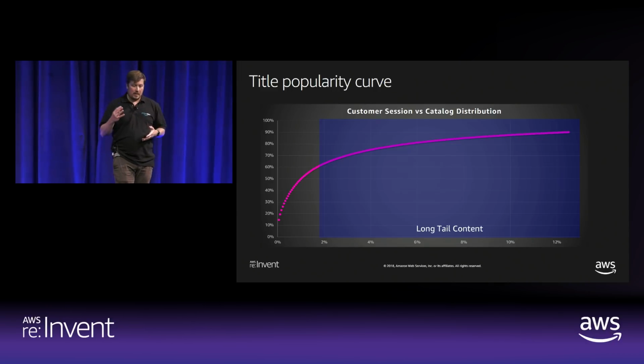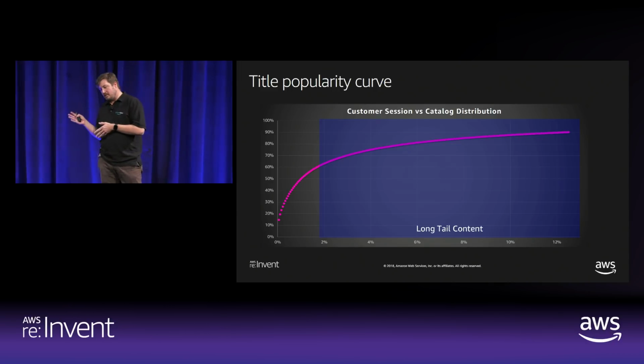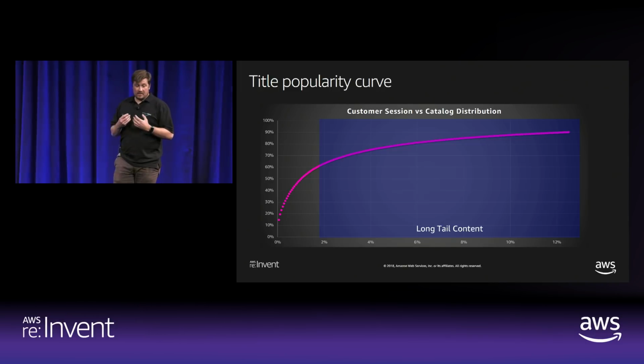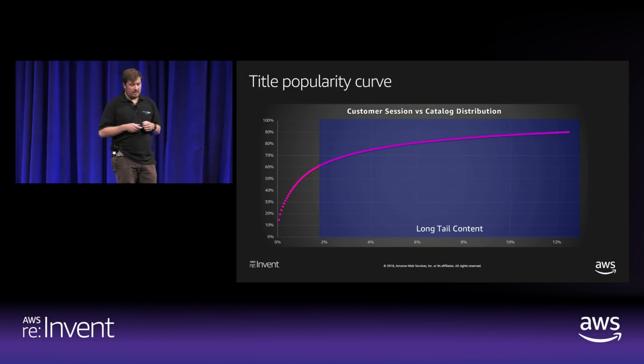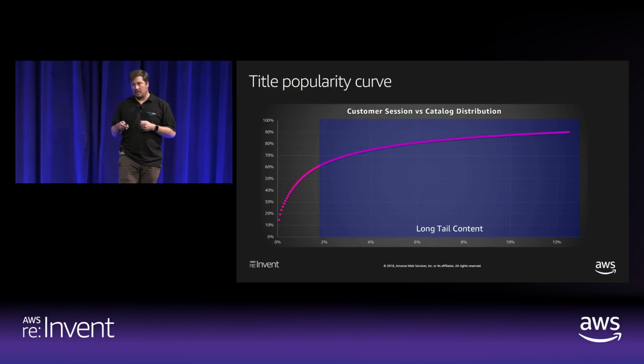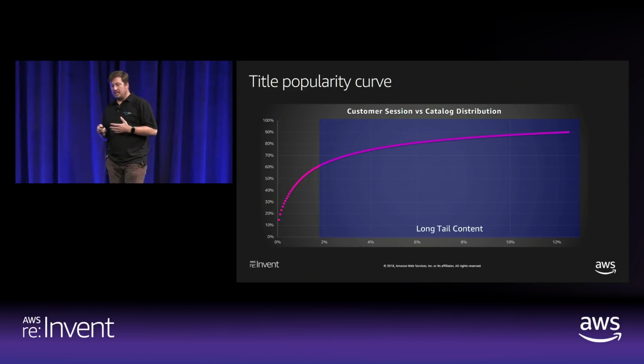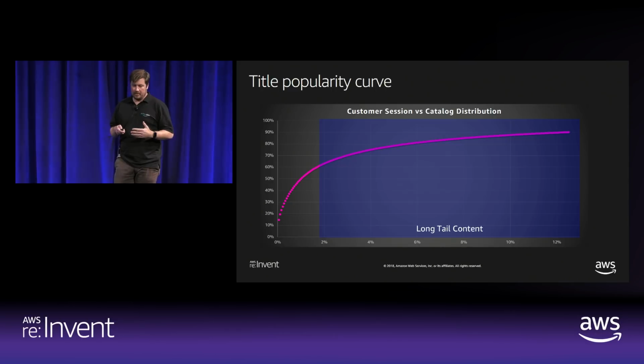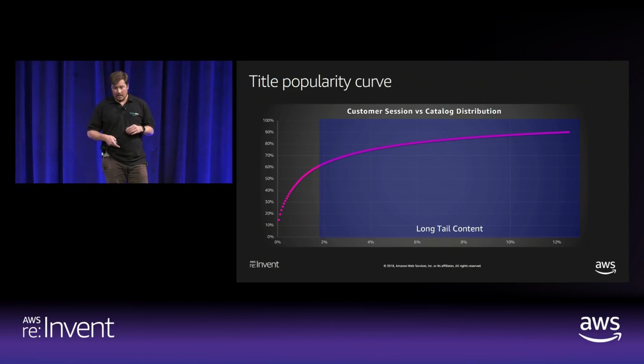So we have some really popular content. The rest is long tail. But that 2% is still a significant chunk. So we can't have that long tail be just origin traffic. We have to cache that as well.